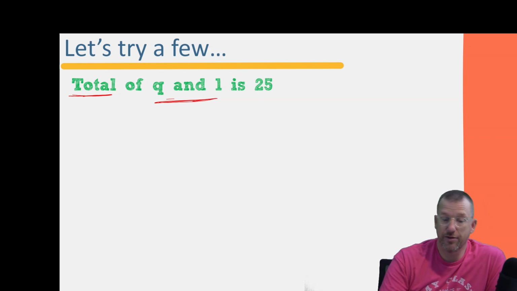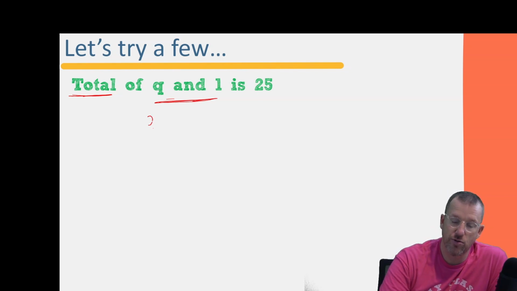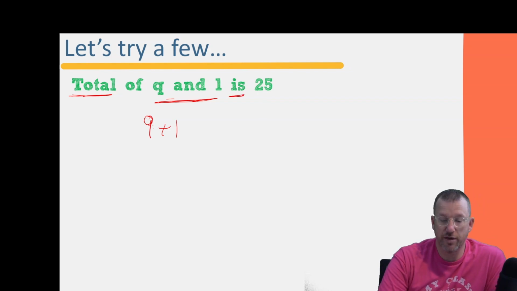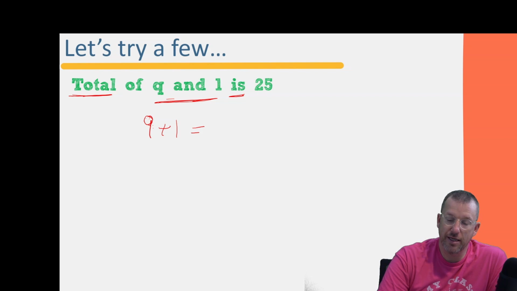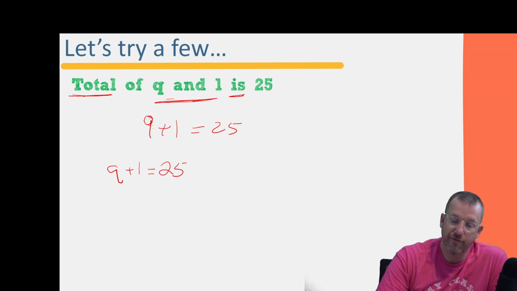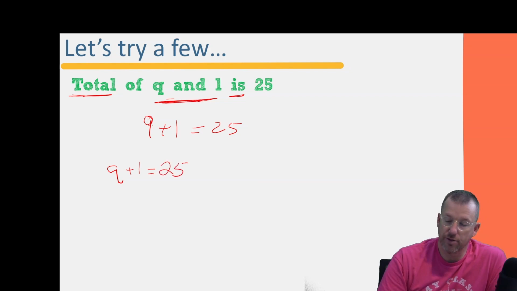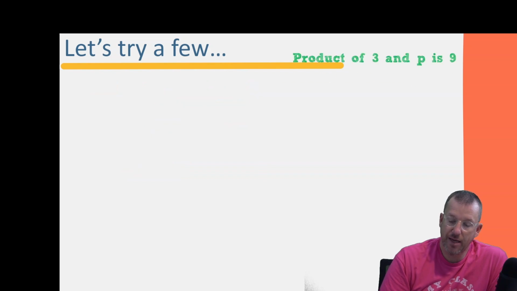So it sounds like another what? Addition problem. So Q and 1 is, and is is that equal word, 25. So Q and 1 is 25. All right, let me write Q a little better. Q plus 1 equals 25. Q and 1, that's our clue. Okay, now let's check out another one.